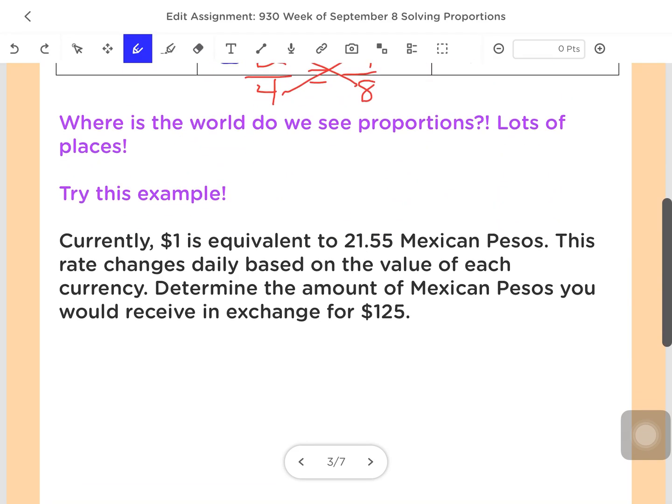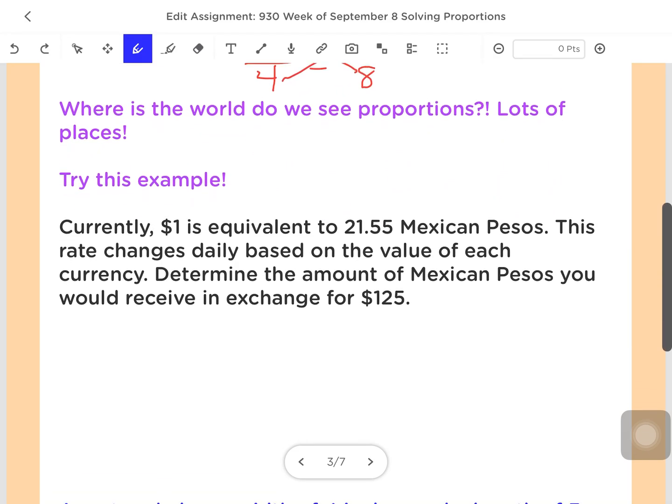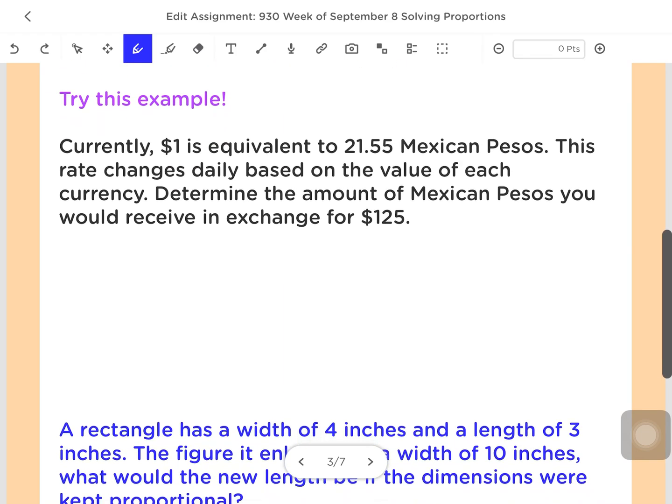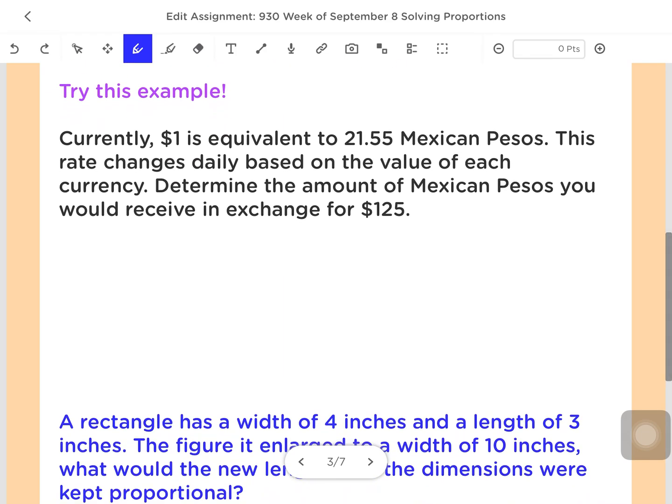So if I look at the next one, it says, where do we see proportions in the world? We actually see them lots of places. So let's try this example. So let's say you're currently traveling. You might have to figure out what is an equivalent ratio, like when you're going to cash in some money. So currently $1 is equal to 21.55 Mexican pesos. The rate changes daily based on the value of currency, but we're going to determine the amount of pesos you would receive in exchange for $125.